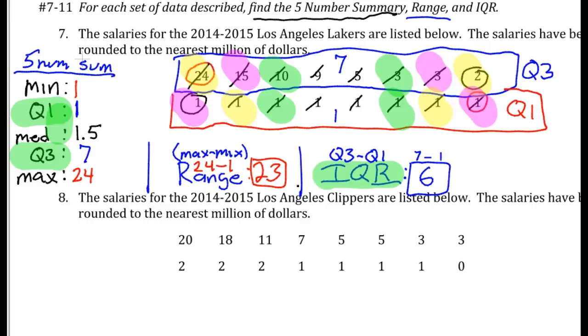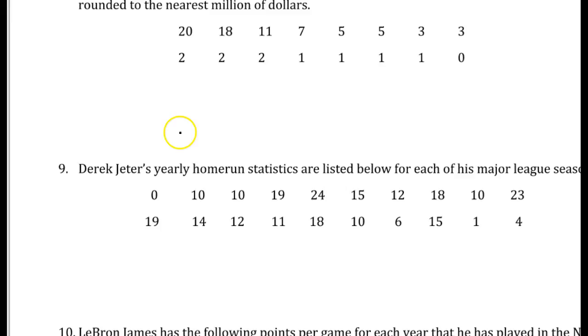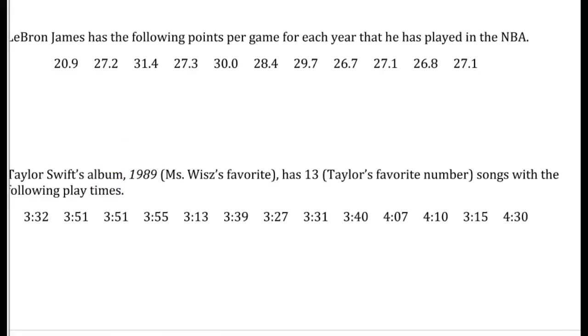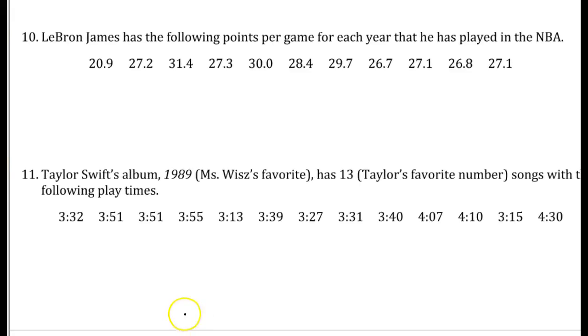So let's do one more where you have to put the numbers in order. If they're not already given to you in order, make sure you put them in order before you do the quartiles. Let's go down to 10 and look at the LeBron James problem. I'm going to do this one least to greatest. You notice the other one was greatest to least. It doesn't matter which order you go in. It's all the same, as long as it's sorted.